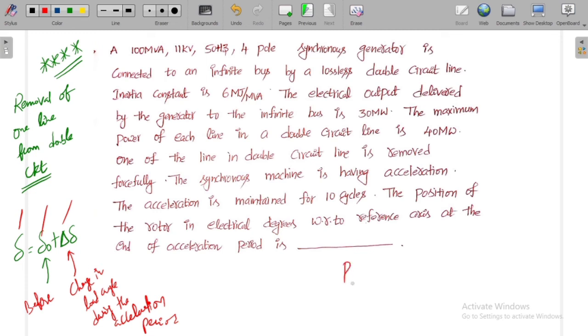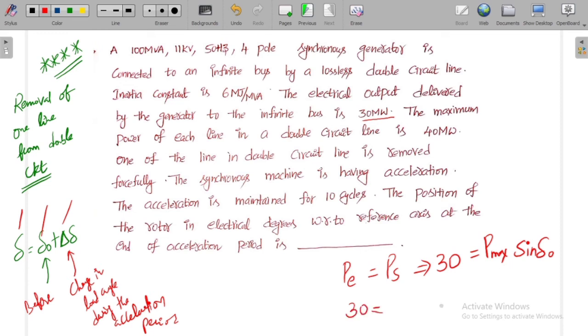Now how can I find delta naught? It is obtained from the basic condition before the disturbance, where the electrical power is equal to the shaft power. The electric power output delivered is given, which is equal to 30 megawatts. Shaft power is also equal to 30 megawatts. Now 30 must be equal to P max into sine delta naught. So shaft power is the same as electric power, 30 megawatts, before the disturbance.